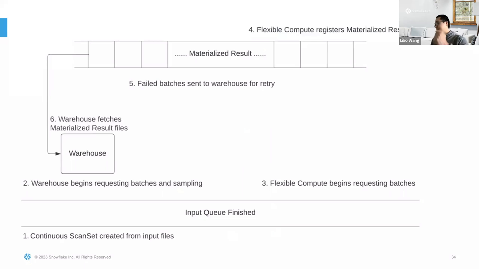Yeah, and the final step is that the warehouse fetches the materialized result files. The main overhead basically comes from the insert and scan of those materialized result files. That's the main reason we want the fragments to be highly selective. Okay, next slide.